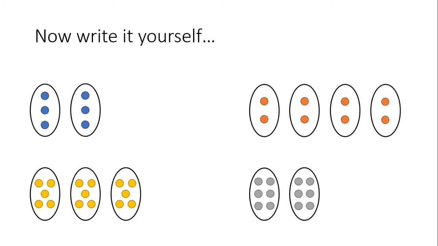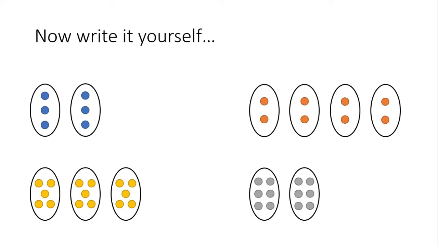Well, now it's your turn. Can you turn these into multiplication sentences? Remember, the first number that you write tells you how many groups there are, and the second number after the multiplication sign tells you how many there are in each group. So, go get a piece of paper and a pencil and take a look at my 4 examples here, and I want you to turn each of those 4 examples into multiplication sentences.